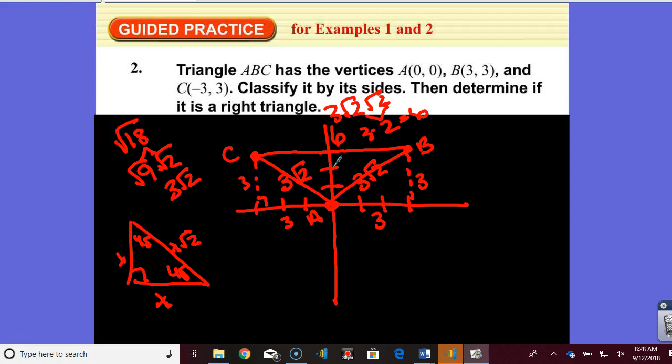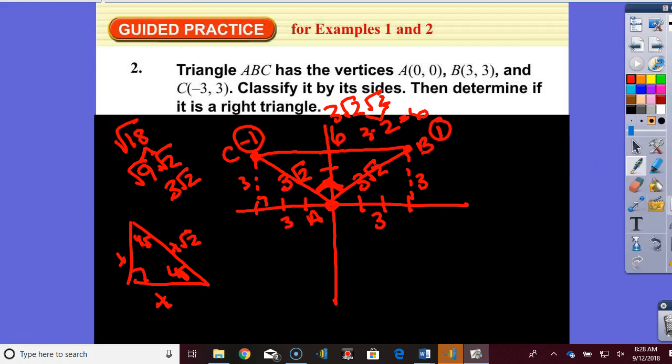If I didn't notice my 45, 45, 90 rules embedded in here, I could just do my slope. Down 3 over 3, or down 1 over 1, down 1 over 1, down 1 over 1. This one has a slope of negative 1. This one right here has up 1 over 1, up 1 over 1, up 1 over 1, slope of 1. 1 and negative 1 are negative reciprocal slopes, therefore it is a right triangle. So this is a right isosceles triangle. There's multiple ways to do these.